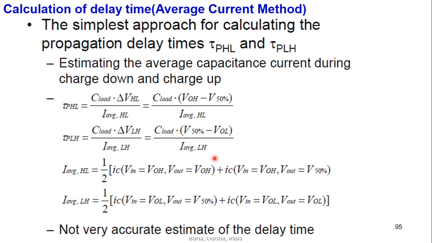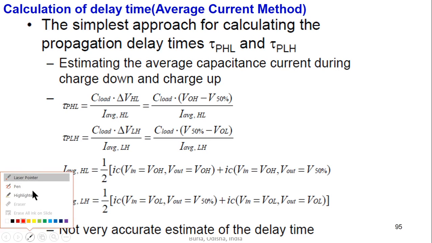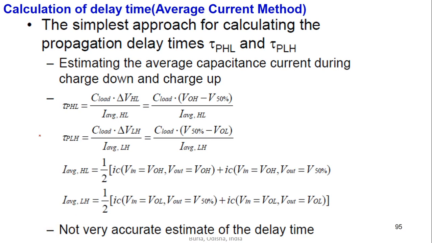So basically there are two methods to calculate the delay times. The first method is called the average current method, and the second one is the differential equation method. So let us start with the first method, that is the average current method.